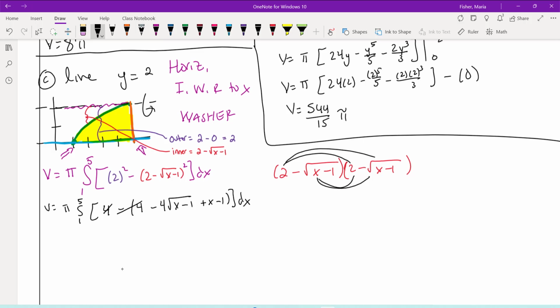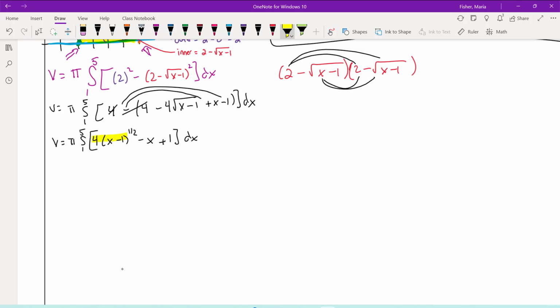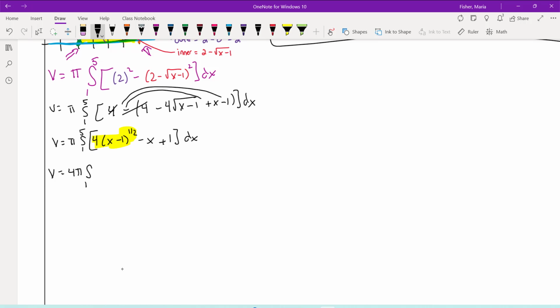Distributing, well, this 4 and that 4 are going to cancel. And that's going to be 4. I'm going to rewrite that as x minus 1 to the 1/2 power. And then that minus is going to make that a minus x, and that minus is going to make that a plus 1. Now for this portion right here, I'm going to need a u sub to do it. So I'm going to split this up into 2 separate integrals, but we don't have to split it up into 2 separate integrals if we don't want to. I'm going to pull out the 4 and just look at this as the integral from 1 to 5 of x minus 1 to the 1/2 dx. And then over here, pi times the integral from 1 to 5 of a negative x plus 1 dx.